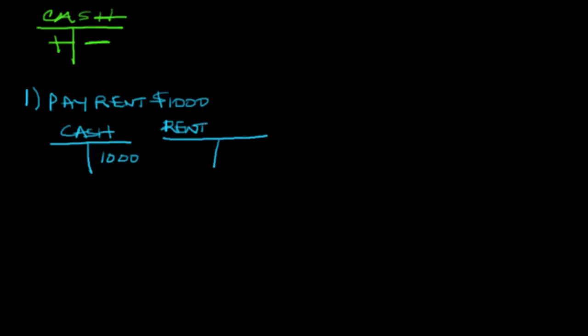If you paid for rent with cash, cash goes down and rent expense goes up. Here we paid $1,000. So a decrease in cash is recorded with a credit. So the increase in rent expense must be recorded with a debit. Assets go down, equity goes down, and our accounting equation remains in balance.